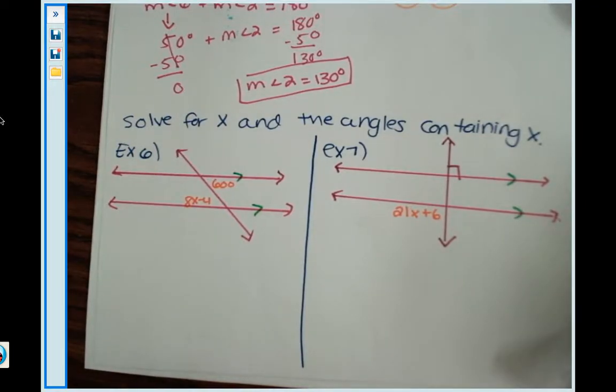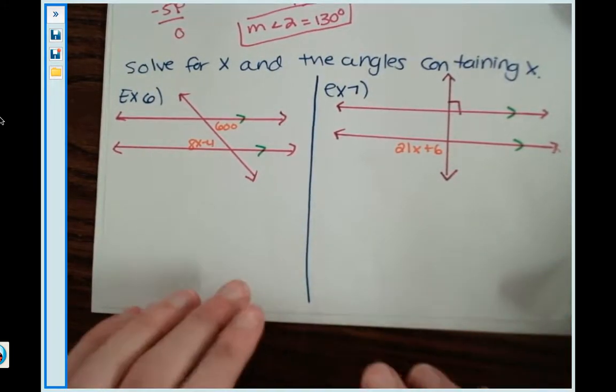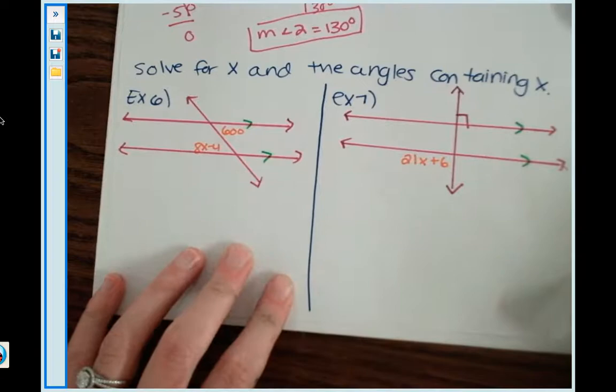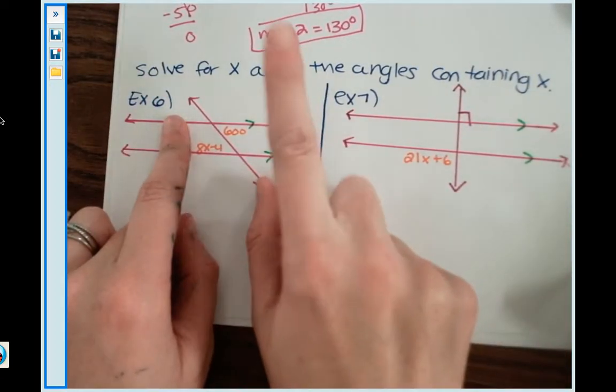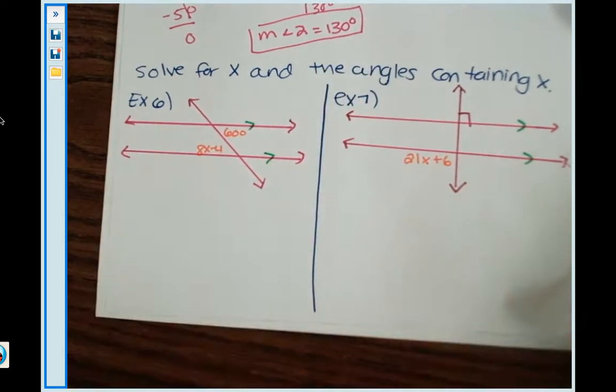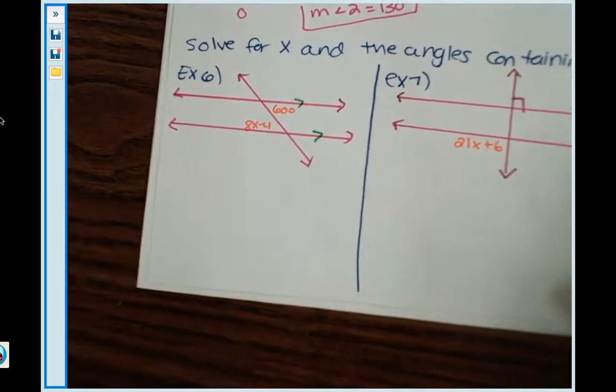Everybody, I know that you are all pumped up and excited to continue solving with these nifty angle properties we talked about when parallel lines are sliced by a transversal. So we have examples 6 and 7 here, which will be solving for x, as well as the angles containing x. So don't forget, in geometry, you're not necessarily done when you find x.